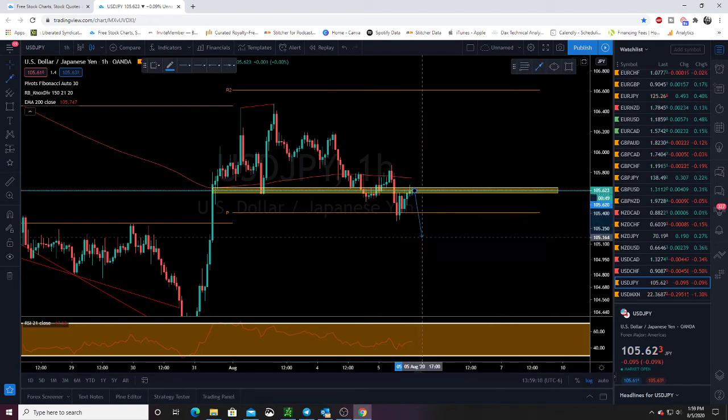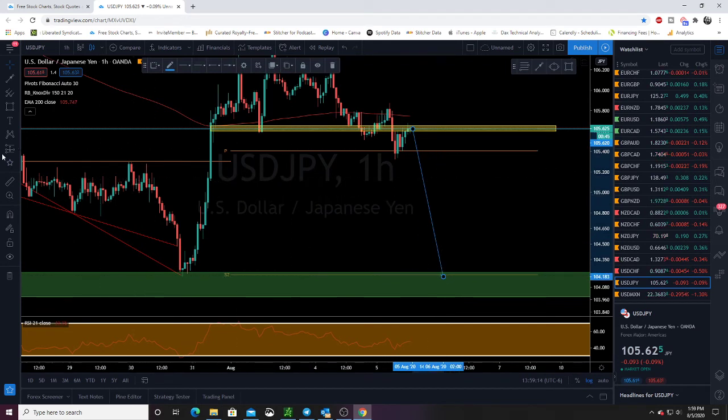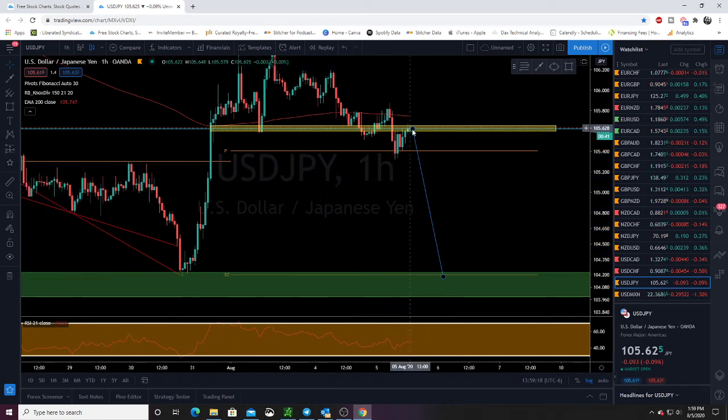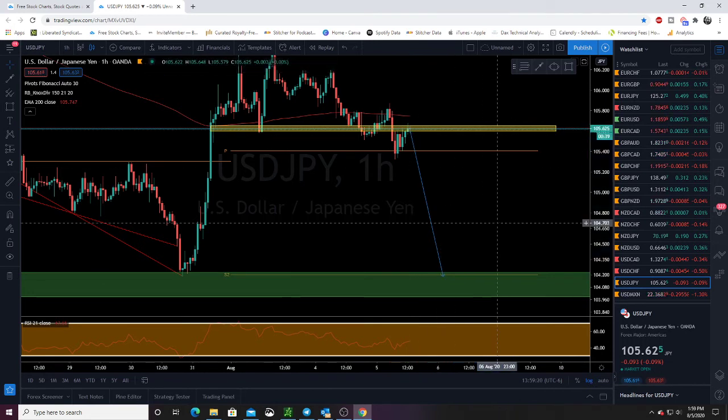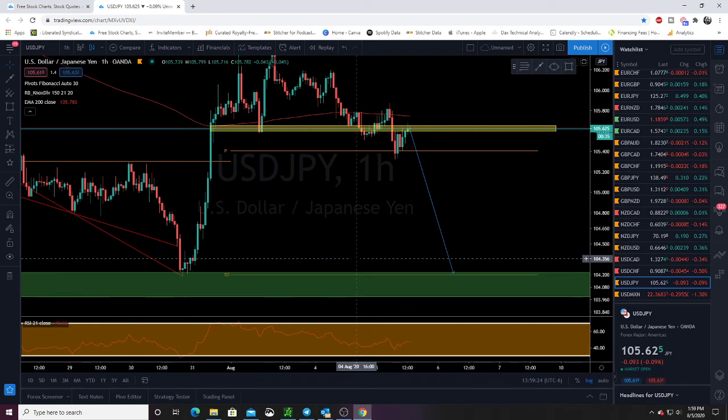But I like this sell trade. Got a lot of downside potential. Yeah, I think it's prime right for the Asian and Sydney sessions coming up in the U.S. close. So I'd be looking short on this pair.